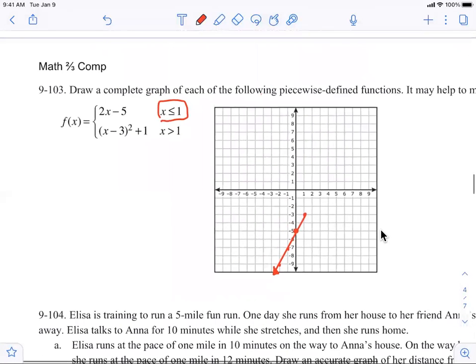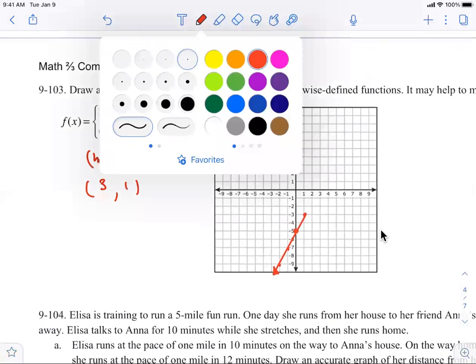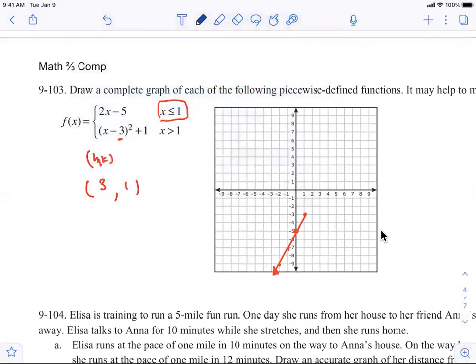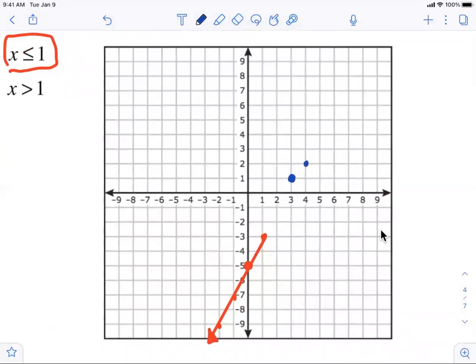Then we do our quadratic. What's our HK? H is, are you sure it's not -3? Oh, it's because it's opposite. So it's in here, it's whatever the opposite is. So it's 3, 1. So I'll graph this one in blue. So we go right 3, up 1. And then remember, you just go right 1, up 1 squared, right 2, up 2 squared, right 3, up 3 squared.